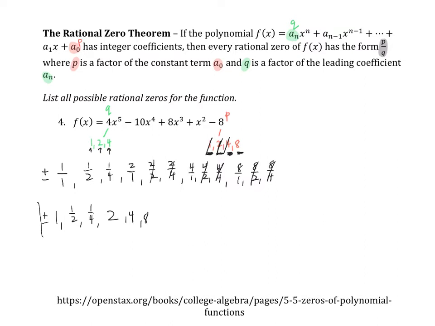So here is our list of all possible rational zeros for the function. That's all we were asked to do in this example. But if we were asked to find the actual rational zeros, not just the possible ones, what we would do is we would use the numbers on this list and do synthetic division until we found a remainder of 0. So that's what we would do. These are our choices of numbers that could possibly be zeros of the function.